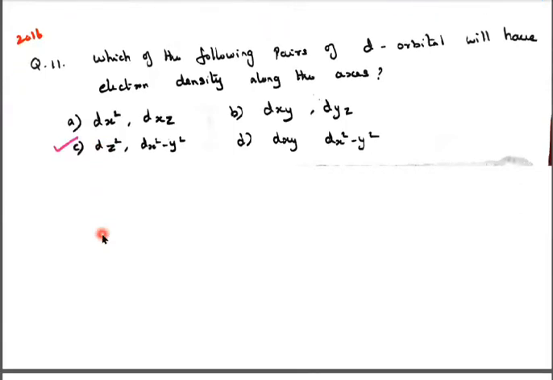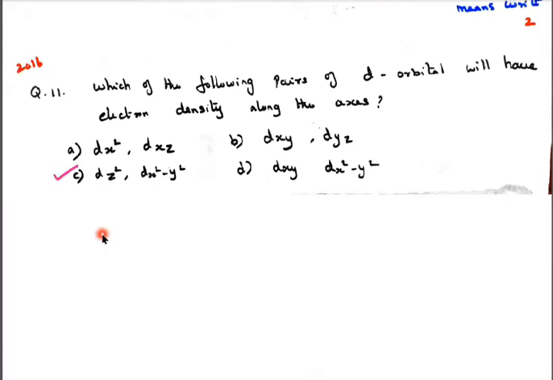Today let us see the 2016 question. Which of the following pair of d orbitals will have electron density along the axis? Here it is a very beautiful question. dxy and dyz, dxz, dx square minus y square and dz square.